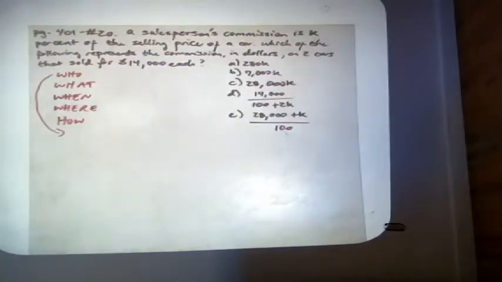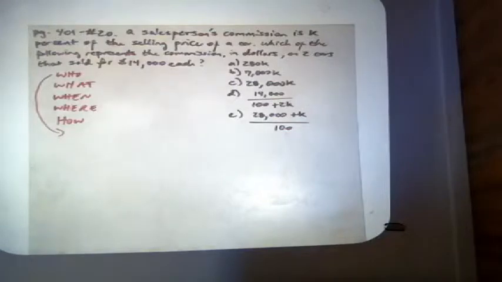All right, so it says a salesperson's commission is K% of the selling price of a car. Which of the following represents the commission in dollars on two cars that sold for $14,000 each? All right, and then there are answer choices on the right.